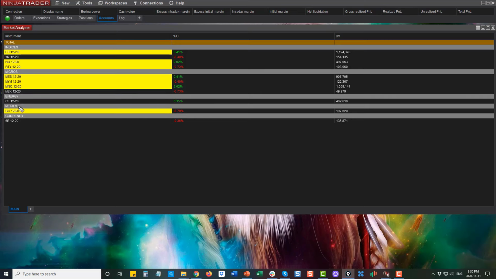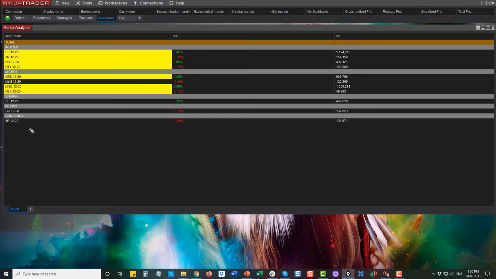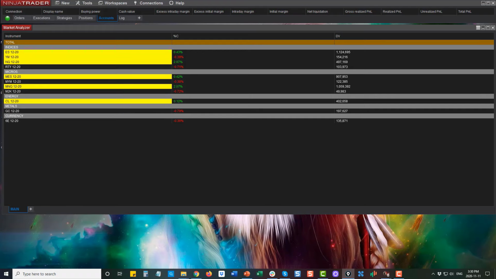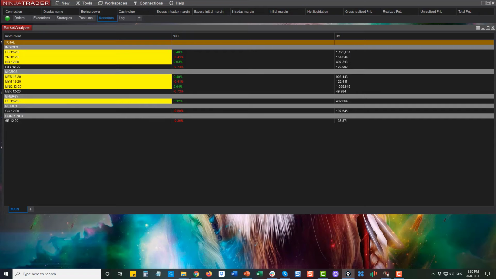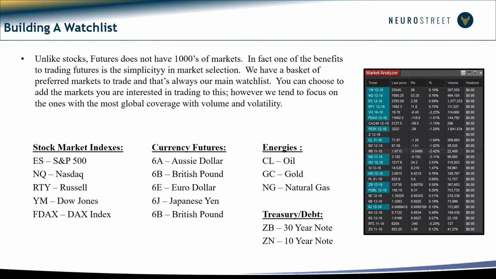The energy, you'll see I've got crude oil, then I've got metals, gold, and then I've got the euro dollar. I could add a whole bunch of other markets down here, but it's not going to be the primaries that you'll be looking at when you build your watch list. So you always want to make sure you have a watch list built of your main markets so that you're always in tune with the markets that you're trading.